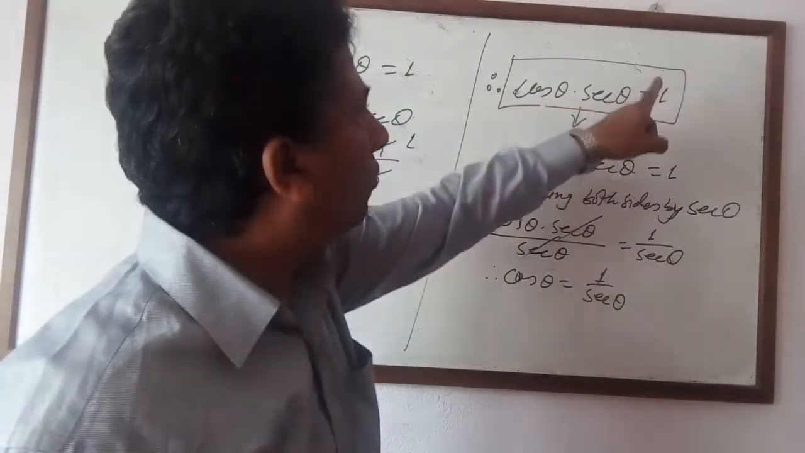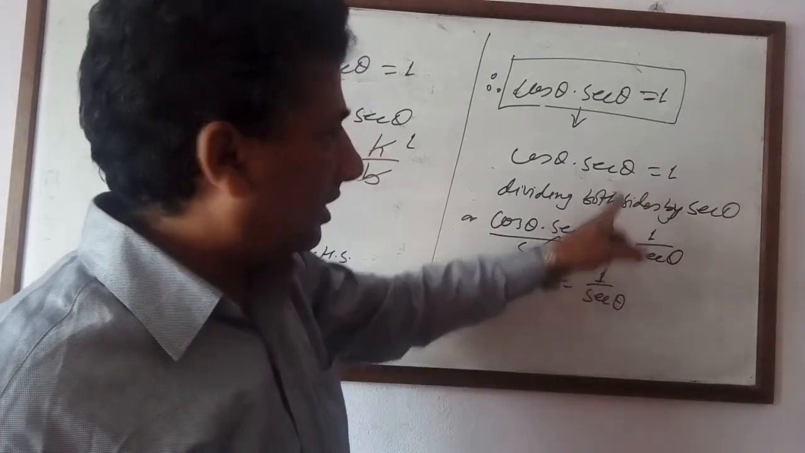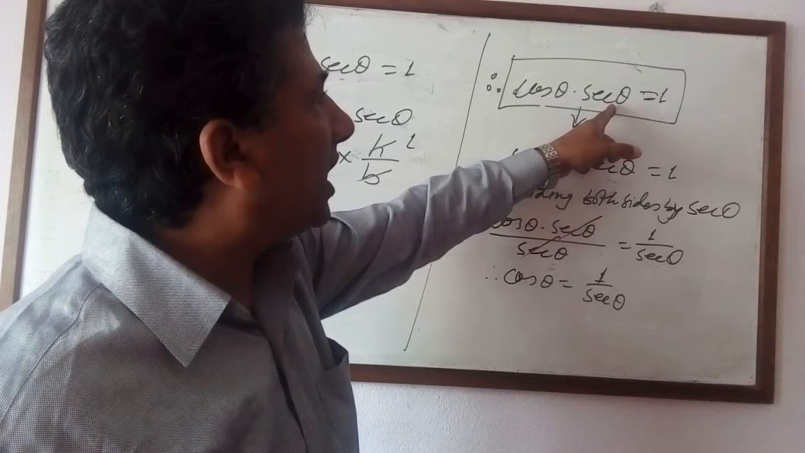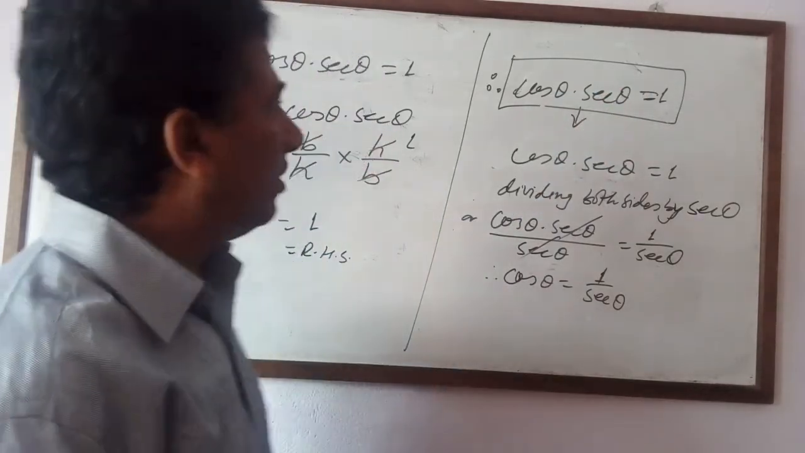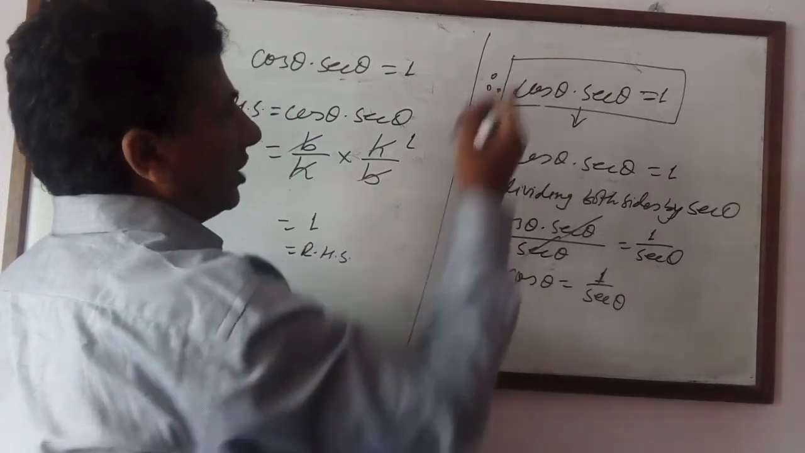Cos theta equals 1 by sec theta. Sec theta goes to this side like this. This is the way you need to understand. Again, sec theta equals what? Sec theta equals 1 by cos theta. Change their position.